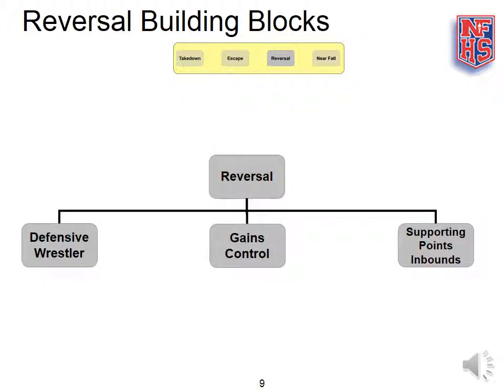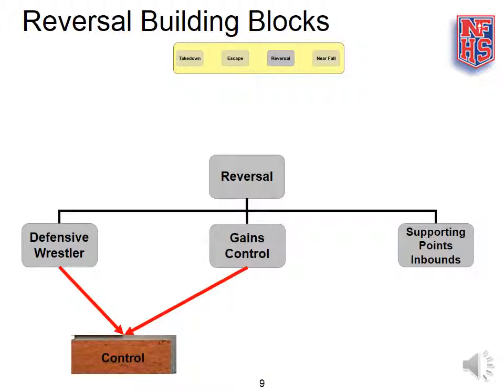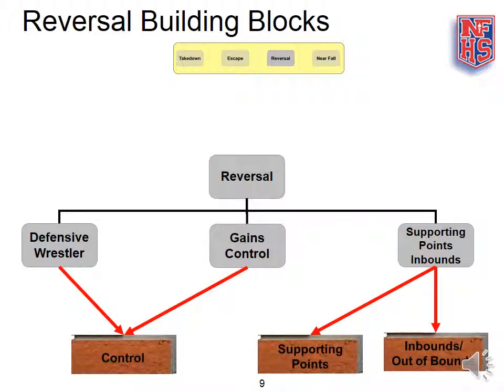Looking at the building blocks for reversal, defensive wrestler, once again, the control situation tells us that. Gains control, again, applying the definition of control. And then lastly, supporting points in bounds. As always, knowing where the supporting points are and knowing the rule on inbounds and out of bounds and applying them.